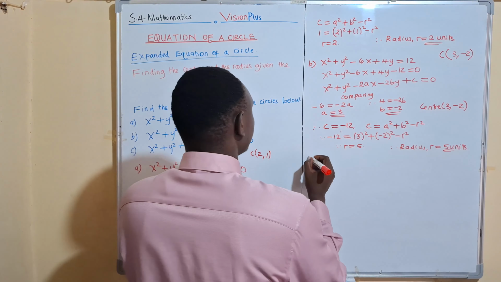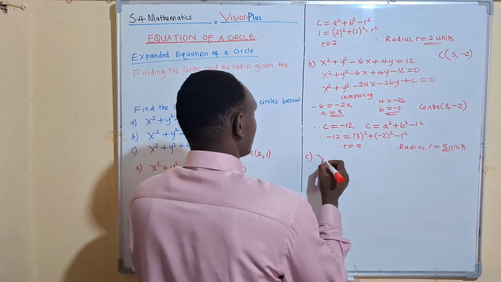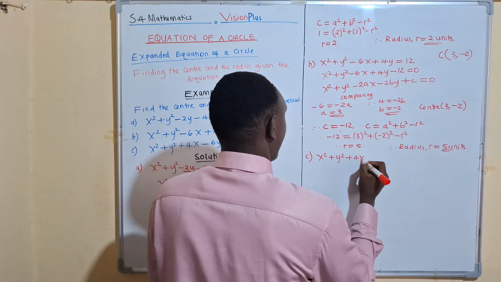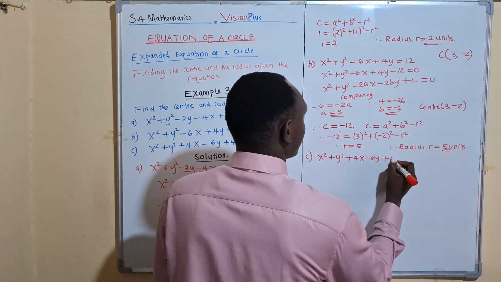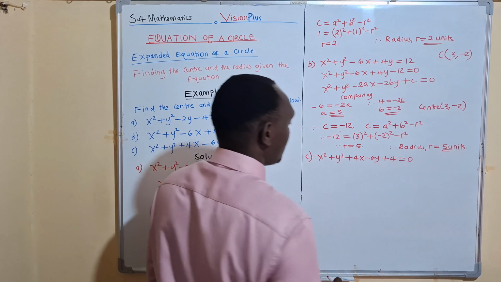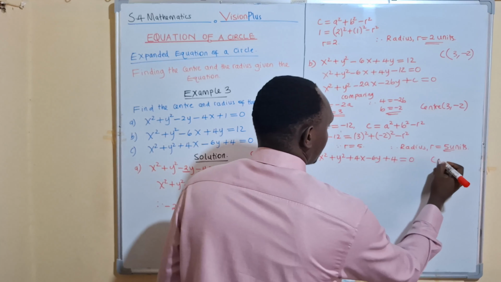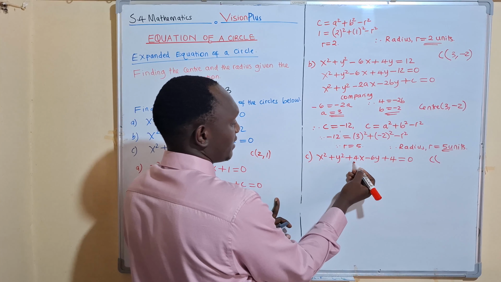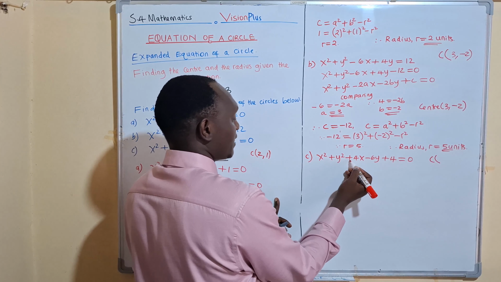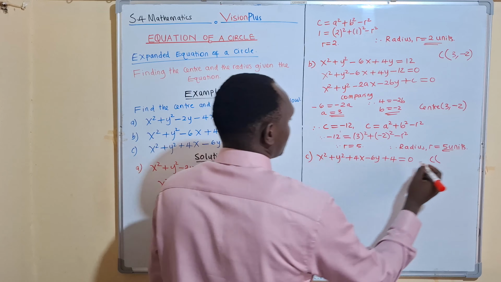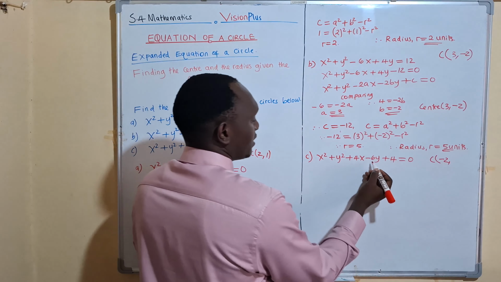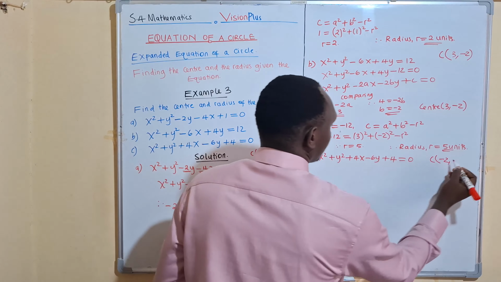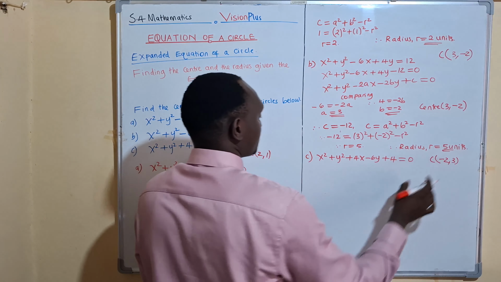And finally for part C, we are given x squared plus y squared plus 4x minus 6y plus 4 equals 0. Let us quickly assess and find the center. You come to x. Now the coefficient of x is positive 4. You make it negative. It becomes negative 4. Divide by 2 is negative 2. The coefficient of y is negative, so you make it positive. Divide by 2, you get positive 3.